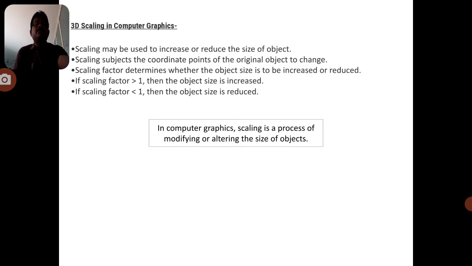Finally, we can observe that scaling is nothing but the process of modifying or altering the size of the object, whether the size is increased or decreased based on the scaling parameter value. If the scaling parameter value, that is the factor, is greater than 1, the size of the object is increased. If the scaling parameter value is less than 1, then the object size is reduced. So this is the 3D scaling.